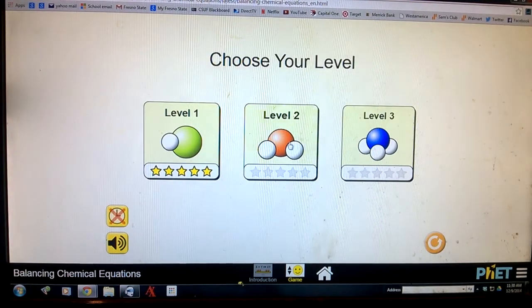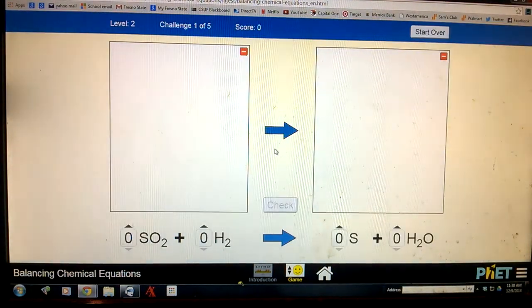Okay, if you need more help, let's do level 2. Here we go. Again, let's start by setting them all to 1. Okay, now look at our least common element. I see sulfur, oxygen, hydrogen, sulfur, oxygen, hydrogen. So let's look at the sulfurs. We have 1 on each side.